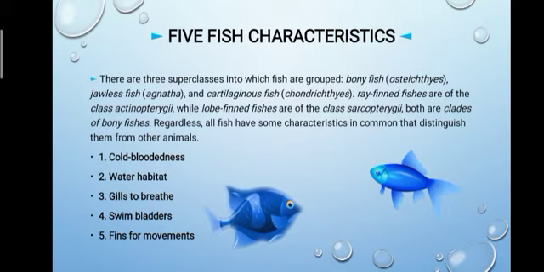The third characteristic is the gills to breathe. Fish have gills throughout their life cycle. As with the water habitat, although all fish have gills, not all creatures with gills are fish. The fourth characteristic is the swim bladders. Specialized organs fill with air to keep the fish afloat, and in some species, help them survive with low oxygen levels. They also help fish sleep and are sensitive enough to detect the movement of food and predators.